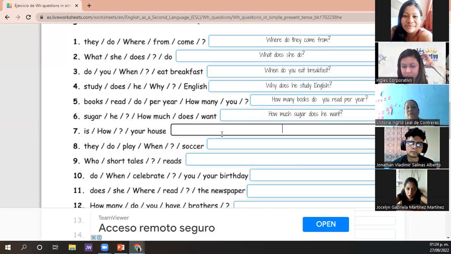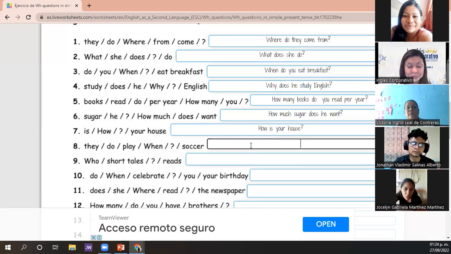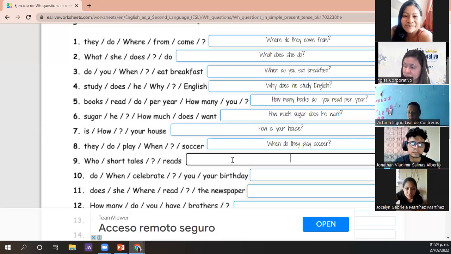Okay, number seven. How is your house? Number eight. When do they play soccer? Exactly. Number nine. Who reads short tales? You see, we have the example as we just saw. Who reads short tales? ¿Quién lee cuentos cortos?